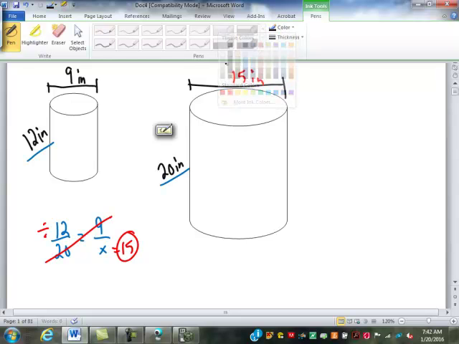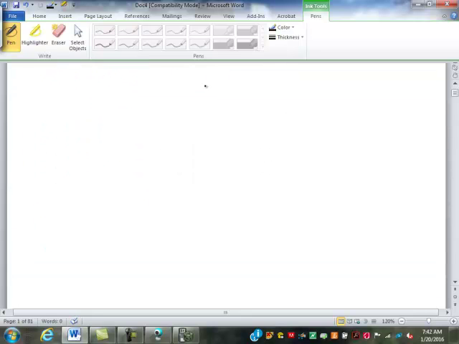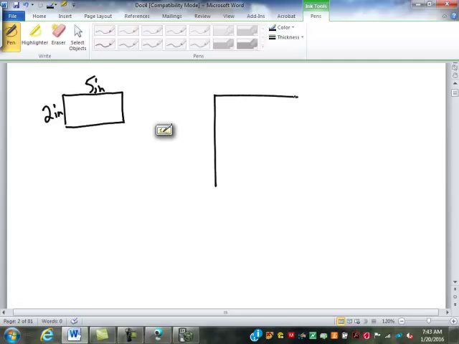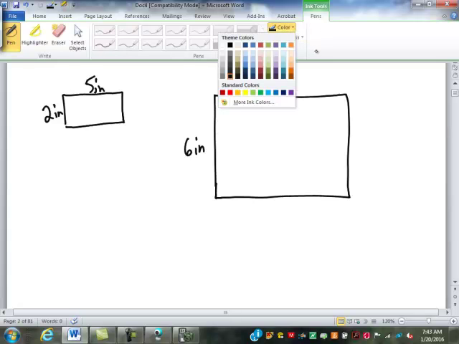Well, what if we're not measuring a length? Let's see what I mean by that. What if I have something like this? I'm going to take this rectangle here. It's 2 inches by 5 inches. Now I'm going to blow it up and make it now 6 inches here. First, what does this dimension have to be? 15. Good.